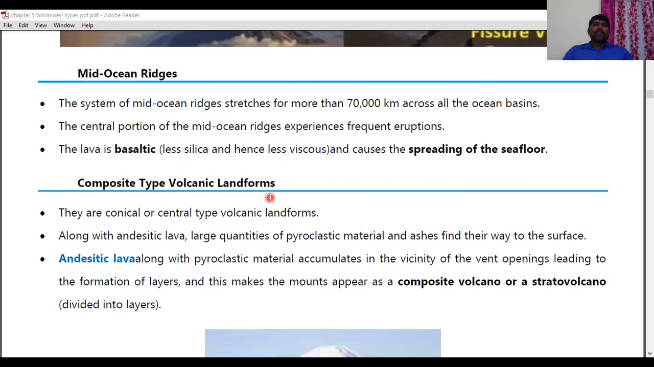And composite type volcanic landforms. The composite volcanic landforms are conical or central type of volcanic landforms. Along with the andesitic lava or the basic lava, large quantities of pyroclast material and volcanic ashes find their way to the surface. Andesitic lava along with pyroclast material accumulates in the vicinity of volcanic vent openings, leading to the formation of various layers, and this makes the mounds appear as a composite volcano or a strato type of volcano that is divided into various layers.